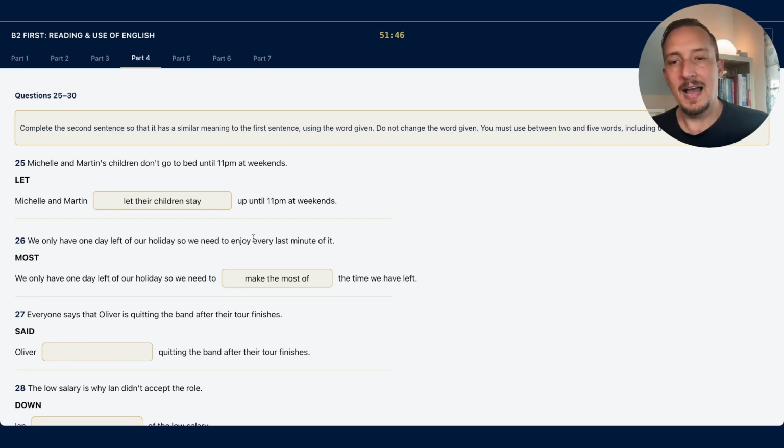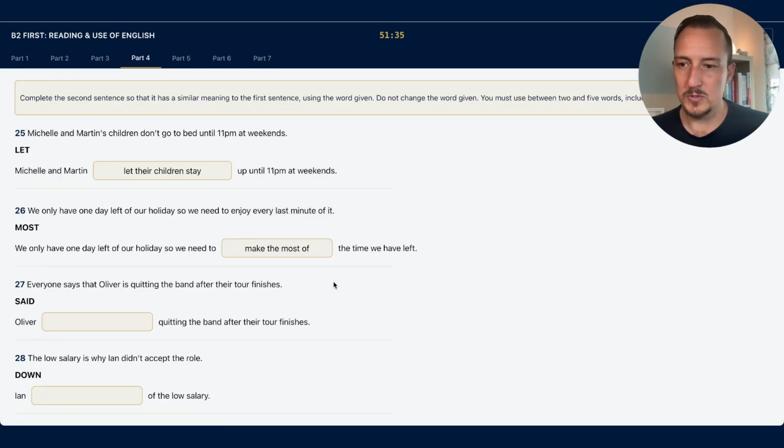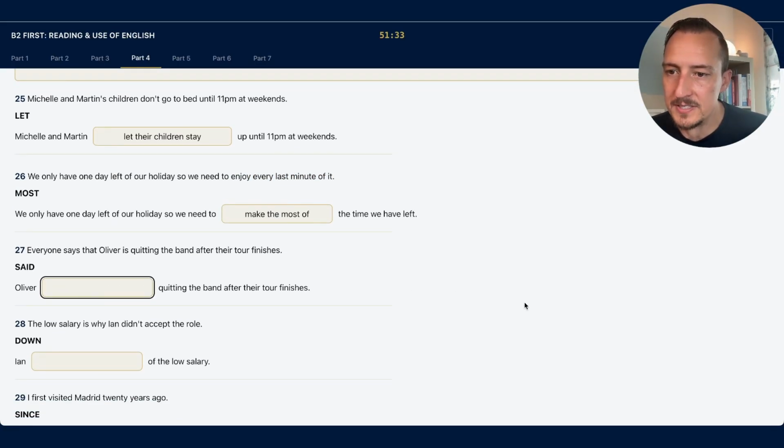Make the most of has a very similar meaning to enjoy something, to enjoy everything about it. That's what that means in the first sentence. That's the same meaning, or similar meaning at least, in the second. So make the most of. Everyone says that Oliver is quitting the band after their tour finishes.